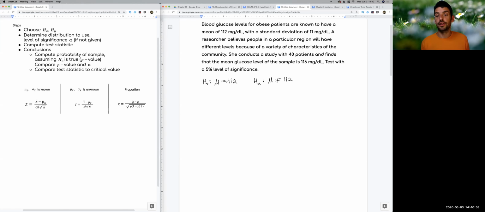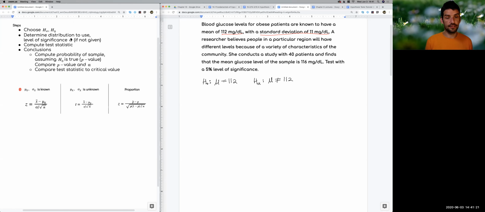So there's our null hypothesis. Let's think about the distribution. We have the mean of a population, so we're testing the mean, and we know the population standard deviation, right? We're assuming this stuff to be true for the test. So we're in this first situation.